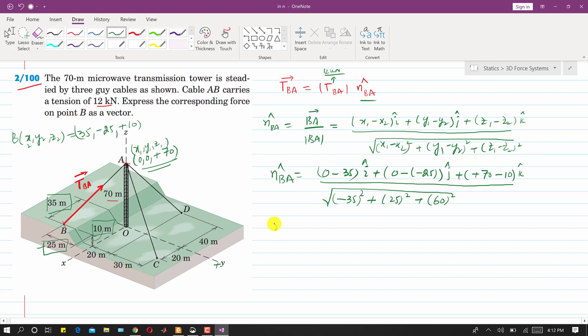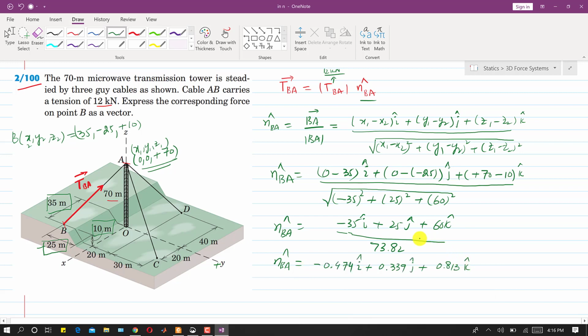So now if I solve this, this will be equal to minus 35i plus 25j and plus 60k divided by this magnitude. So let me solve this magnitude. We get this magnitude 73.82. Now if we divide this numerator by this denominator, we will get that unit vector. So when we solve this, we get this unit vector.